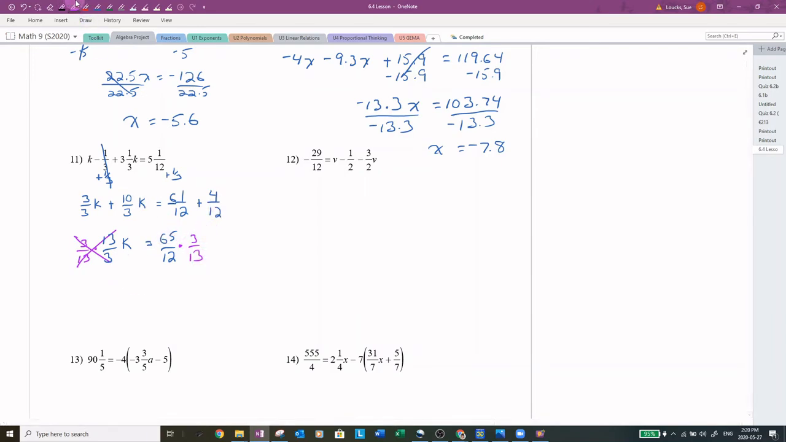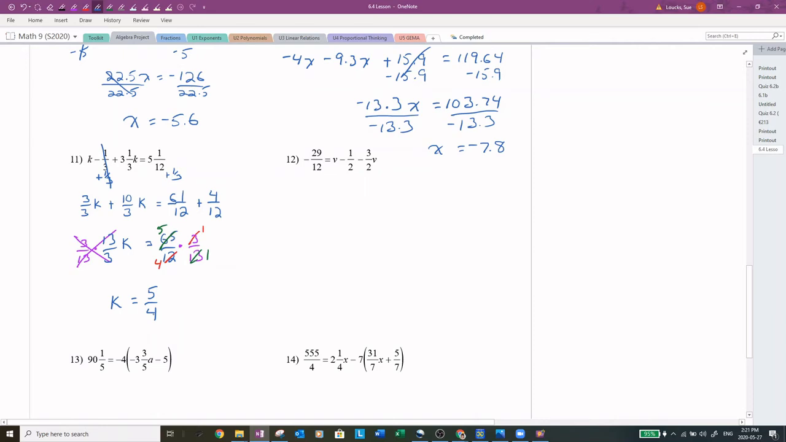And on the right, 3 goes into 12, so 3 divided by 3 is 1, 12 divided by 3 is 4, and I'm going to pull out my calculator, and I think 13 goes into 65. I'm going to check that because that would be a nice thing for it to work, right? Turns out that 65 divided by 13 is 5. 13 divided by 13 is 1. And my result then is that k equals 5 over 4. Okay?